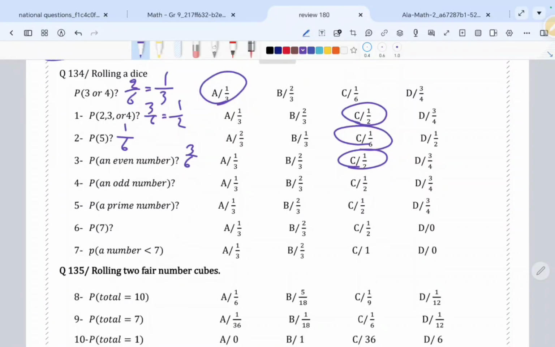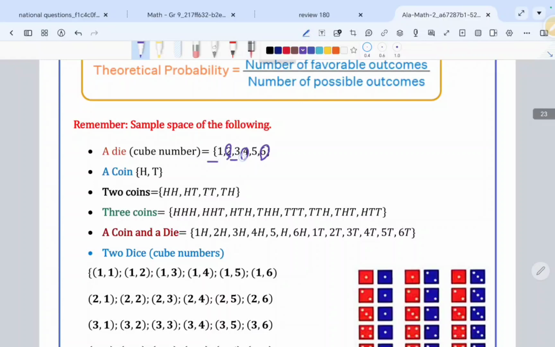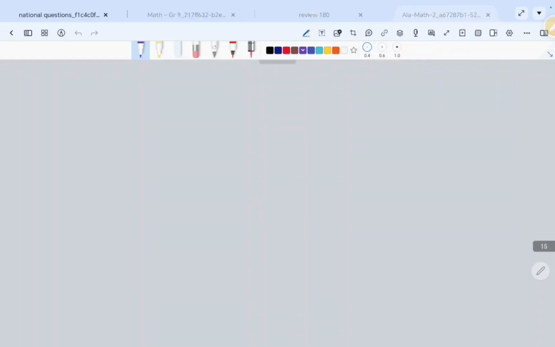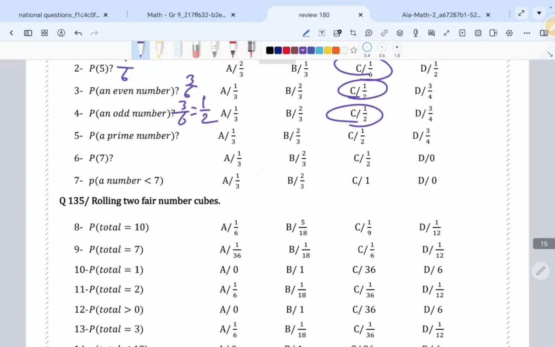Probability of odd numbers, so the same. 3 out of 6. We have 1, 3, 5. They are odd. Okay, 3 out of 6 in simplest form is again 1 out of 2. So C is the correct answer.